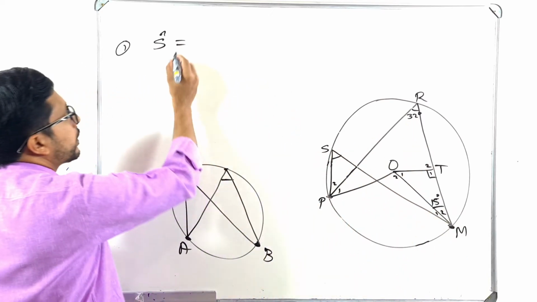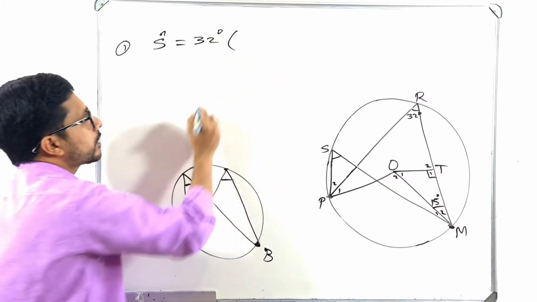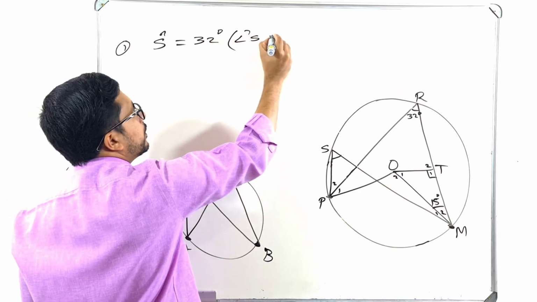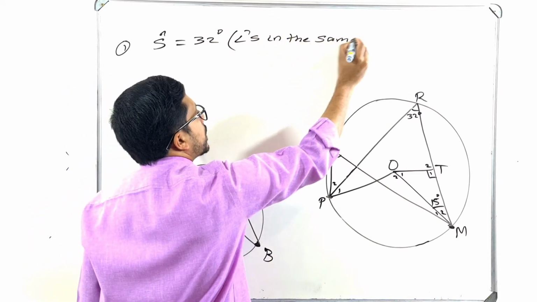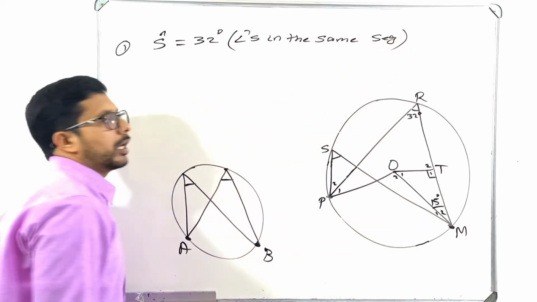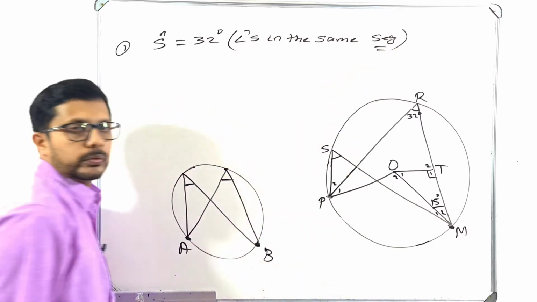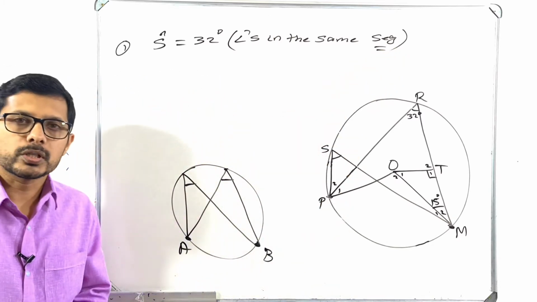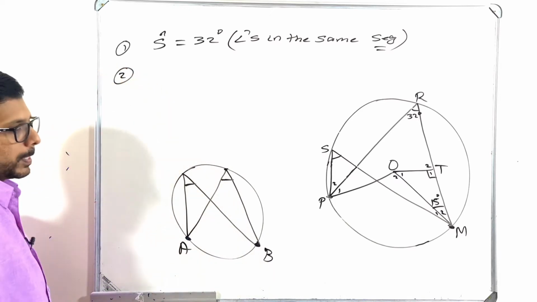So what is angle S? Angle S is also 32 degrees. What is the reason? Angles in the same segment are equal. That's enough. Okay, so that is question number 1. Now let's move to the next one. Question number 2. What is that question?